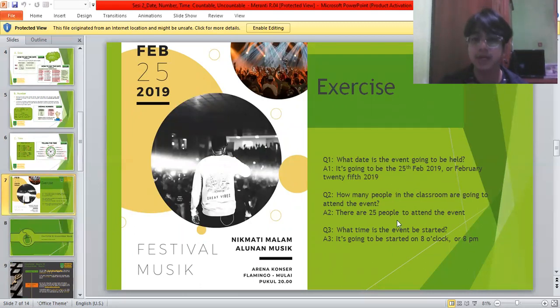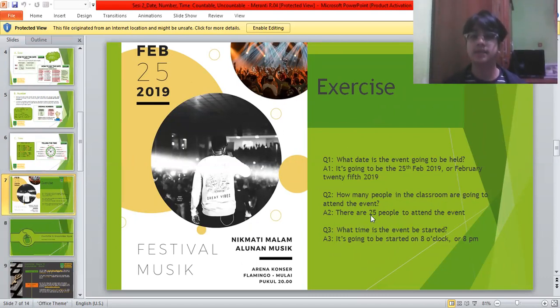And this is for the numbers. How many people in the classroom are going to attend the event? There are 25 people to attend the event. So there's the difference, right? This is for the date. We say 25th, which is the ordinal numbers, and we say 25 people for telling the numbers, the cardinal number.